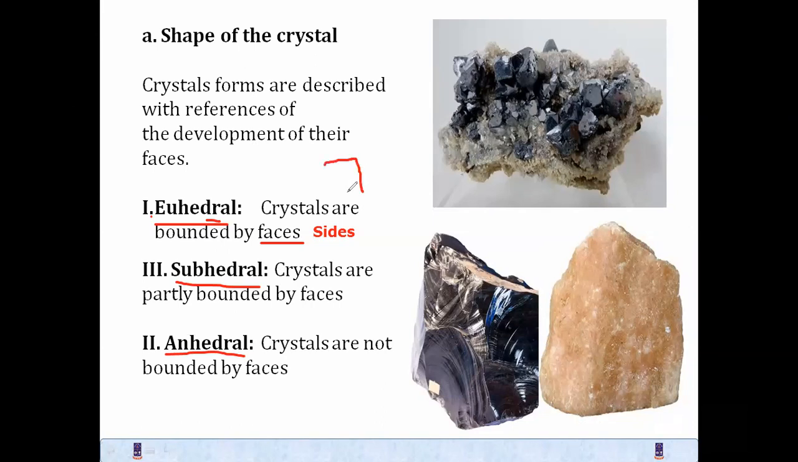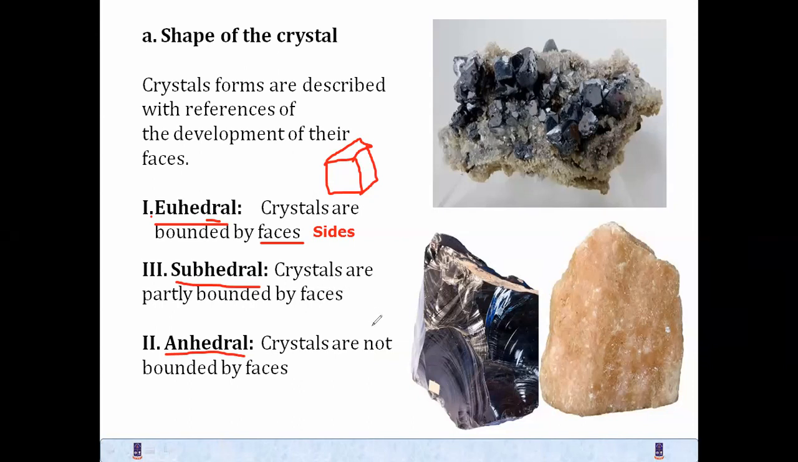Just a minute, I will draw here. Suppose such a cubic type of mineral is considered as a euhedral mineral, where all the sides are well developed, flat and smooth sides. Such a type of crystal is considered as a euhedral crystal. Now subhedral. Subhedral means crystals partly bounded by faces. Partly bounded by faces means some sides are flat and smooth, and some sides are not flat and smooth, they are irregular.